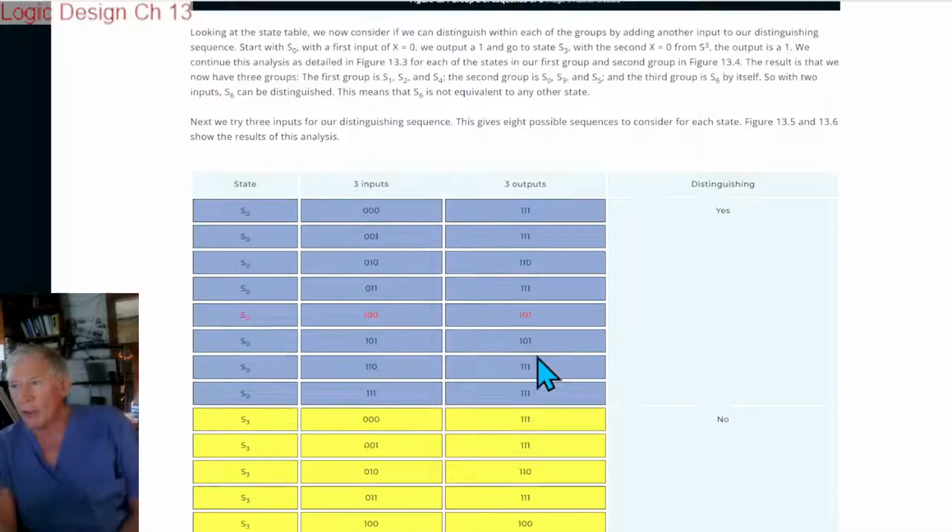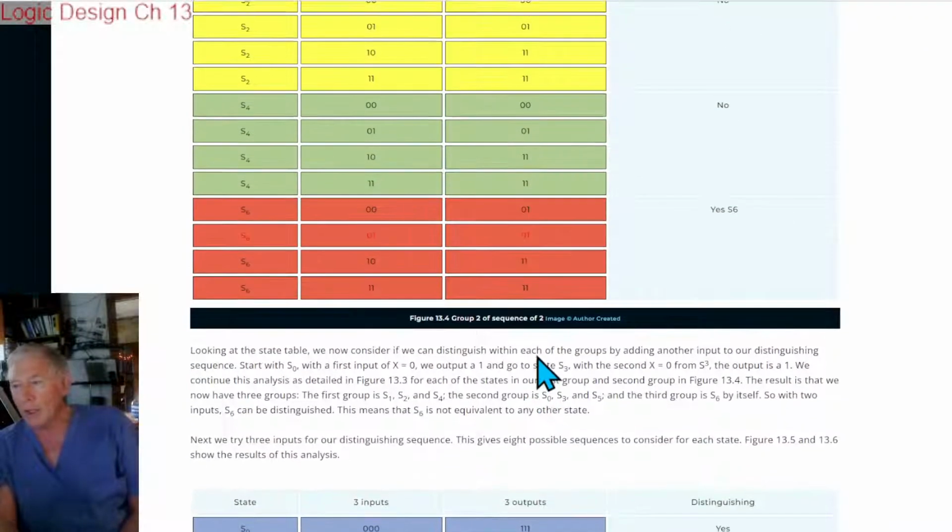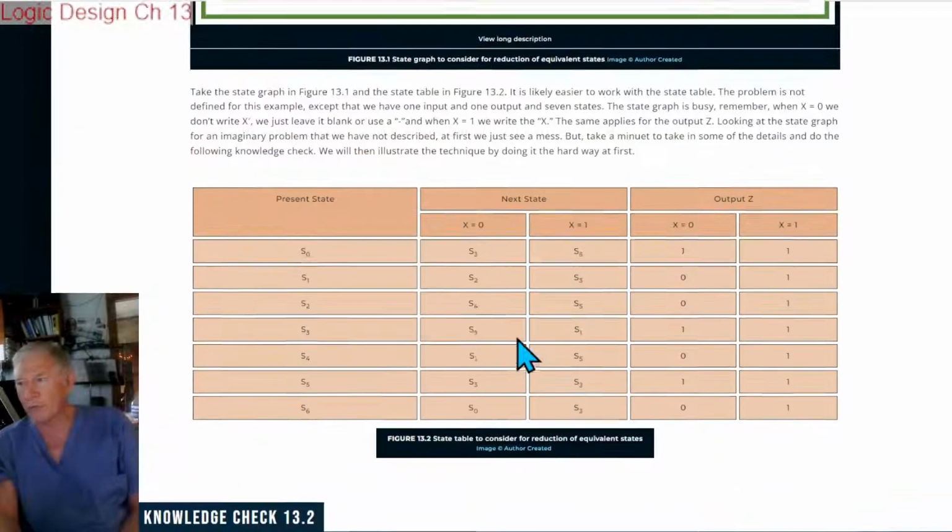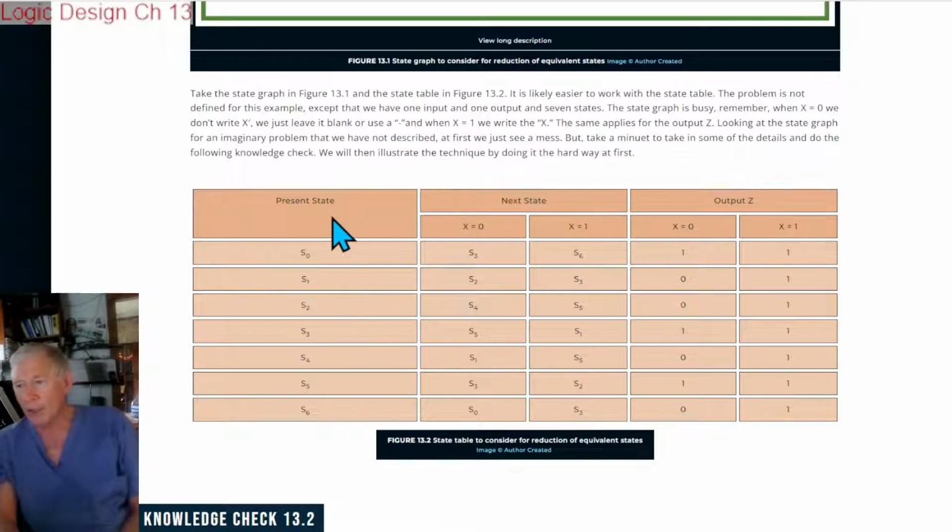Now we're going to look at 3 inputs, and so this starts to get confusing, I admit, but it turns out there's an easier way. Okay, so that's a good thing. But if we did 3 inputs, for S0, if we do a 0, that puts us in S3, so we already know that. And then for 3, that puts us in 5, and for 5, that puts us in 3, so that's good.